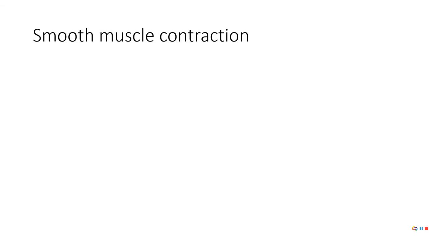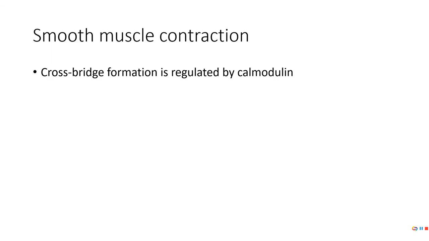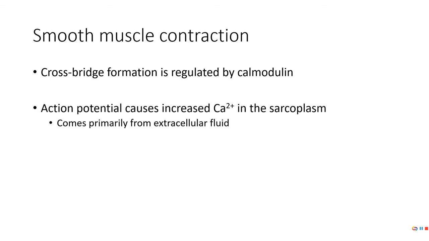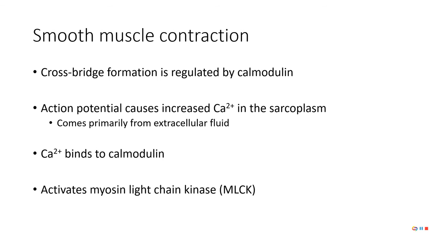So when it comes to smooth muscle contraction, there's no troponin or tropomyosin. However, there's a protein called calmodulin. Okay, and what happens is an action potential comes down into the smooth muscle cell, and it causes increased calcium in the sarcoplasm, just like it does with skeletal muscle cell. However, the difference is most of this calcium comes from the extracellular fluid. Ultimately, this calcium binds to calmodulin, and this activates an enzyme on myosin called myosin light chain kinase.